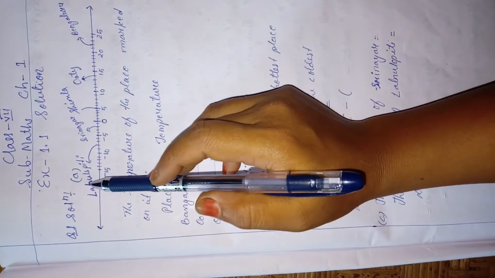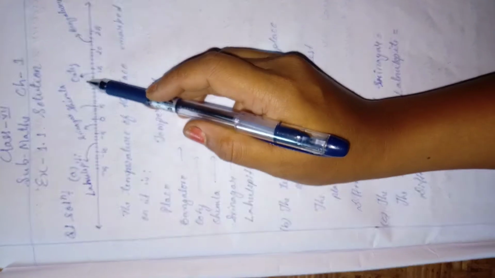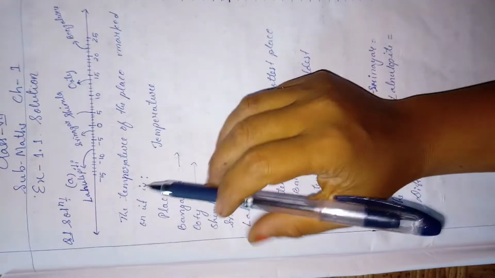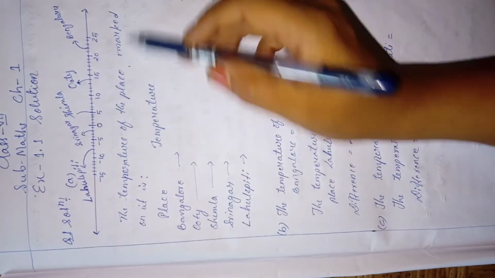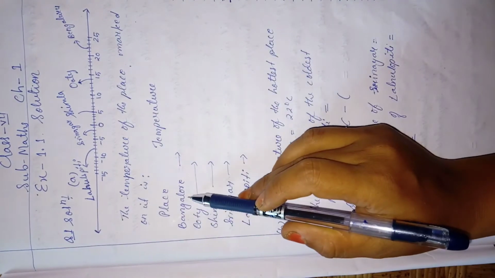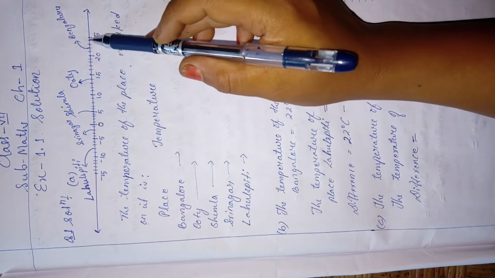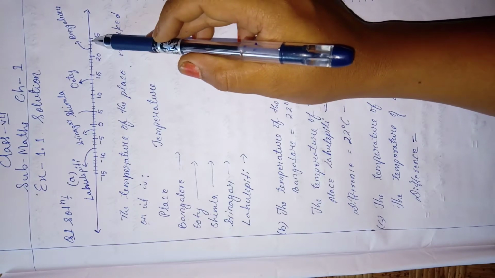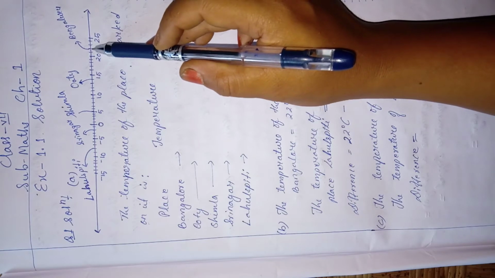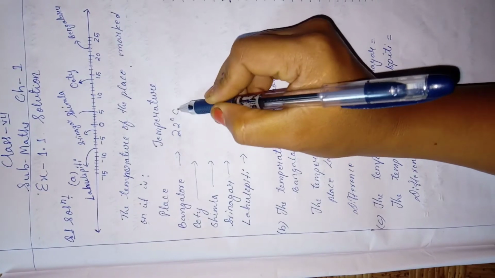So this is for Lahore Spiti, Srinagar, Shimla, Ooty, Bengaluru. The temperature of the place marked on it is, place and temperature. So for Bengaluru, you can see this is 25. So this will be 24 and this is 23 and this will be 22. So you have to write here 22 degree Celsius.